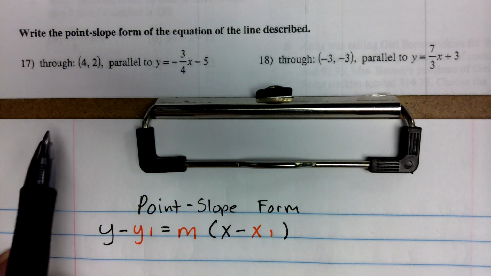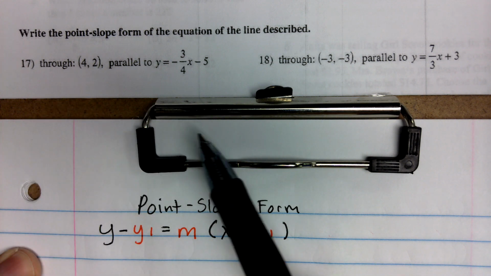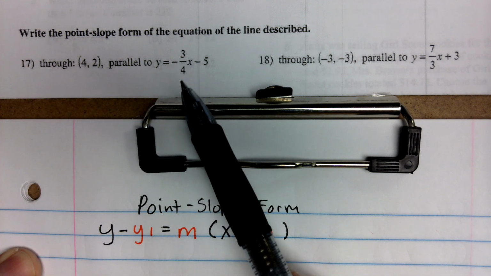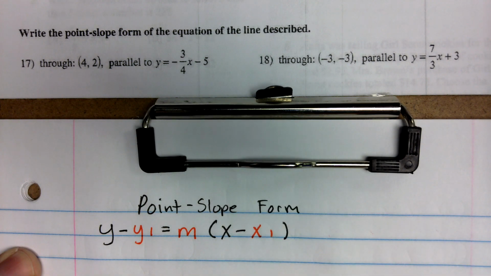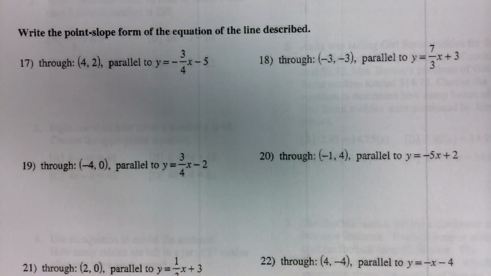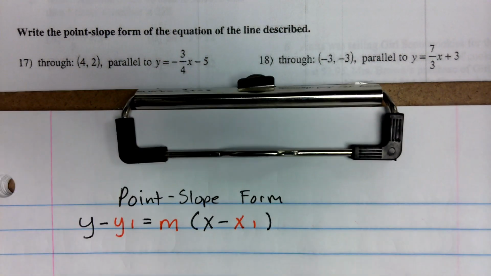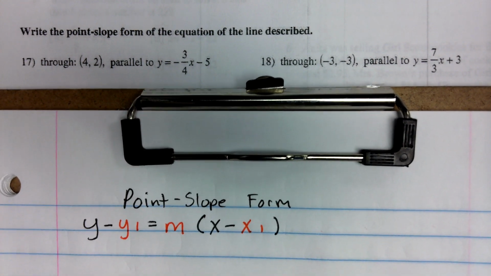Now I want you to notice in here they have given us an ordered pair, and they said that it's got to be parallel to y equals negative 3 over 4x minus 5. Now on some of these problems I see it looks like all of them are parallel, so we can have two different types of situations. You can have parallel or perpendicular.